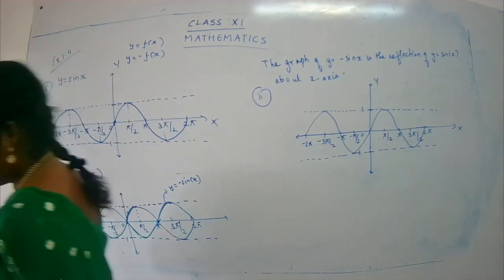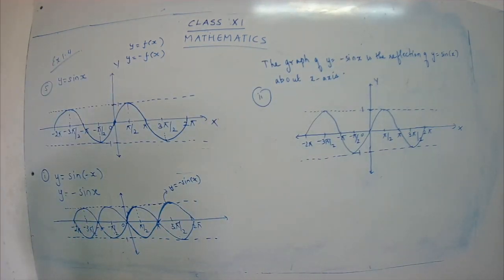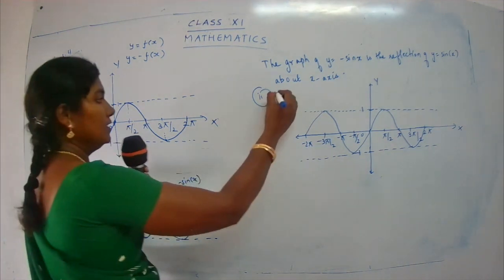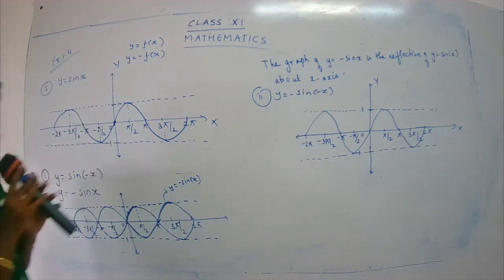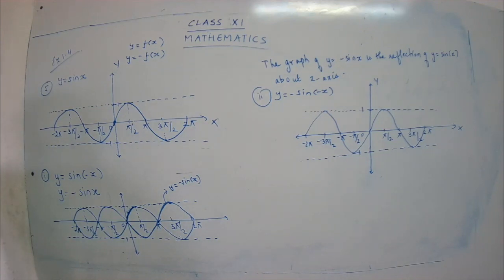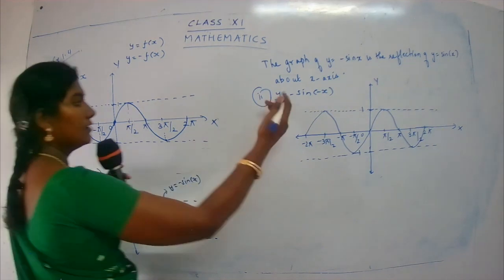Now let's see the second subpart. What is the second subpart given, children? The question is y is equal to minus sine of minus x. Y is equal to minus sine of minus x. I'll just write it down here.